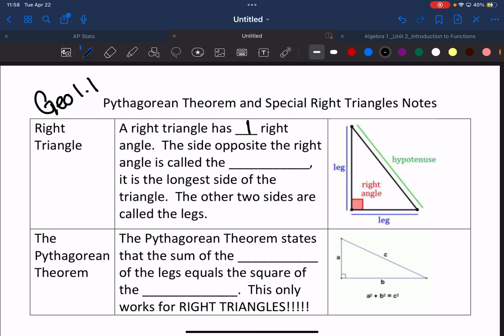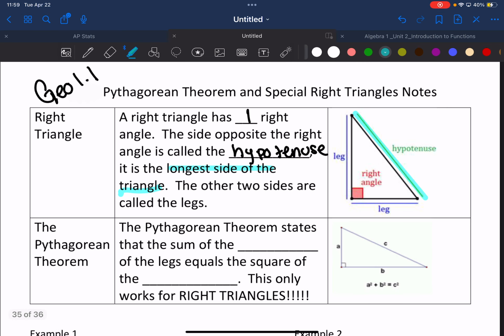The side opposite of the right angle is called the hypotenuse. And it's off to the side in that diagram right there. The hypotenuse is the longest side of the triangle. It's what? The longest side. So right here, this is the hypotenuse. The other two sides are called the legs. The Pythagorean theorem states that the sum of the squares of the legs equals the square of the hypotenuse.